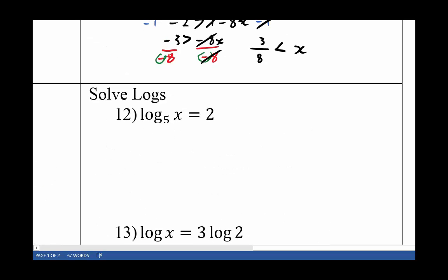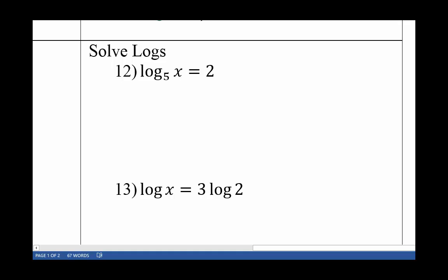Almost there. Solving logs. This one here, the x will stay where it is. Remember that formula. The 5 goes up to here, and then the 2 goes up as well. So it becomes x equals 5 to the power of 2. And then I can just say, what is 5 to the power of 2? That is 25. That's it. x equals 25. The only hard thing about that is you need to remember how to rearrange that into that. It's the only thing.